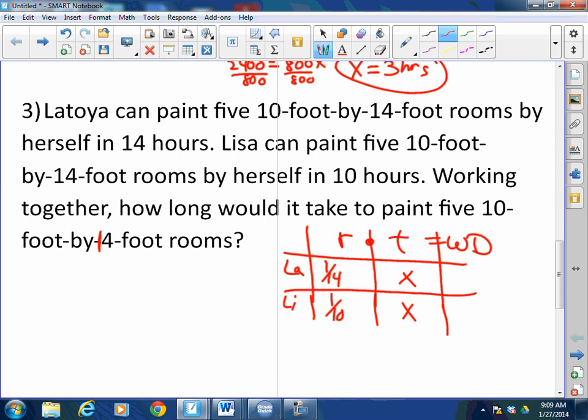Well, the work done by LaToya at her rate is x over 14. The work done by Lisa at her rate is x over 10. And LaToya's work plus Lisa's work equals 1 complete job. Multiply everything by 140 and solve from there, my friends.